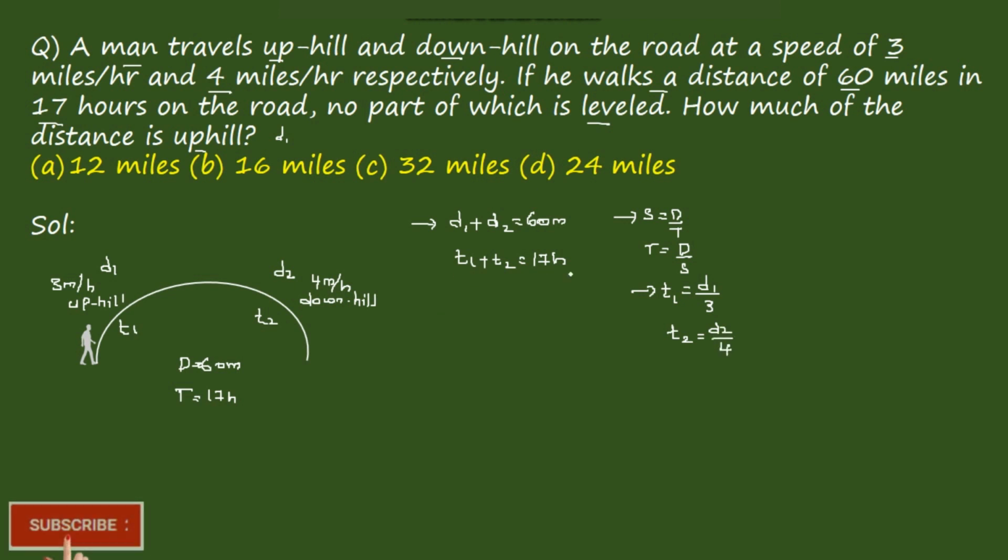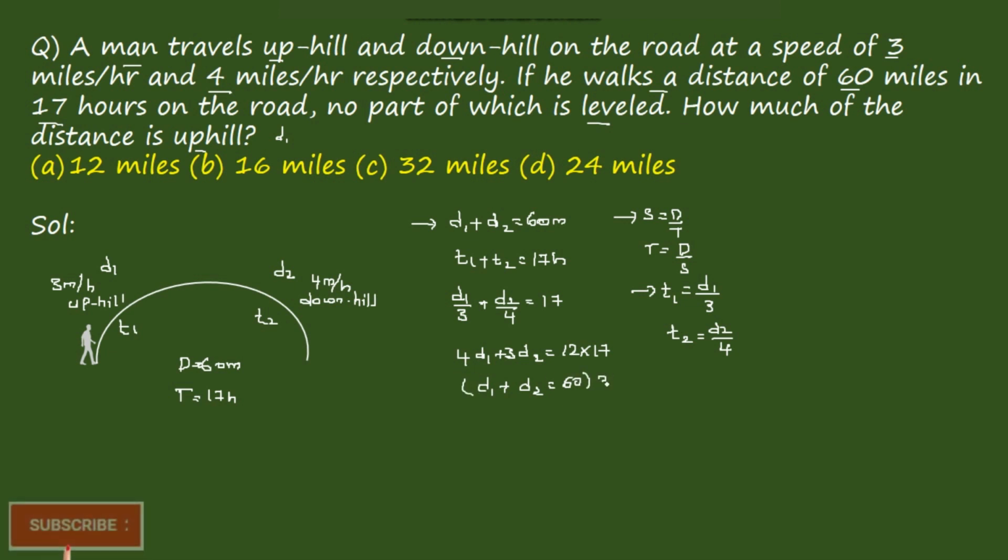But given that t1 plus t2 is equal to 17, we can substitute here. It comes d1 by 3 plus d2 by 4 is equal to 17. Then you get 4 into d1 plus 3 into d2 is equal to 12 into 17. But we know d1 plus d2 is equal to 60. But we need the value of d1 only.